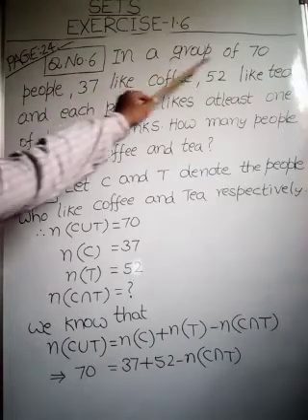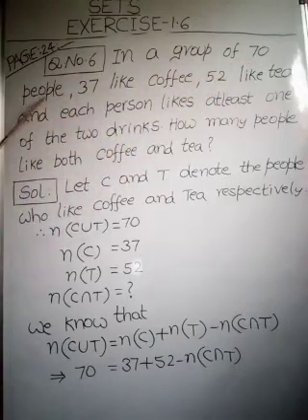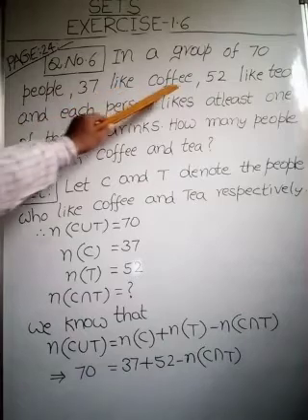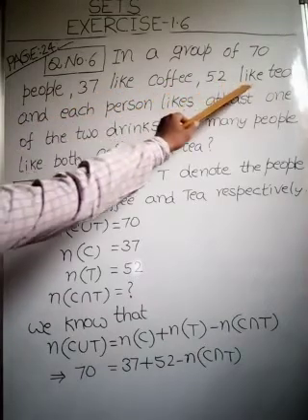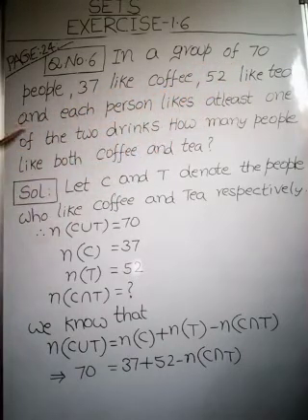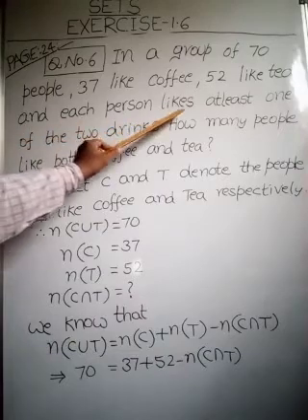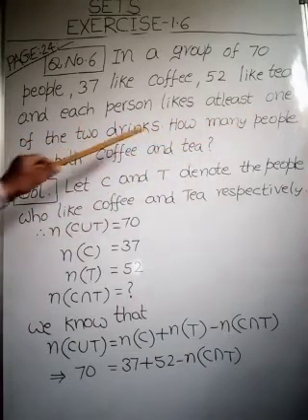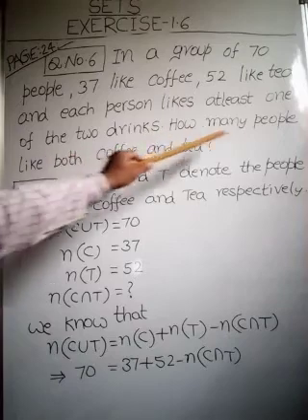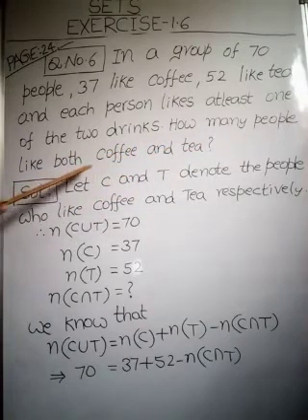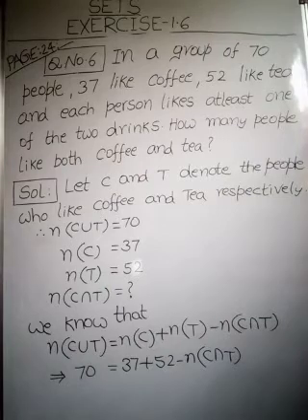In a group of 70 people, 37 like coffee, 52 people like tea, and each person likes at least one of the two drinks. How many people like both coffee and tea? This question is also the same as the previous questions. The presentation of the question is different but it is the same question.